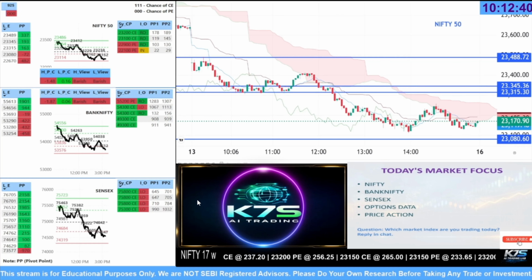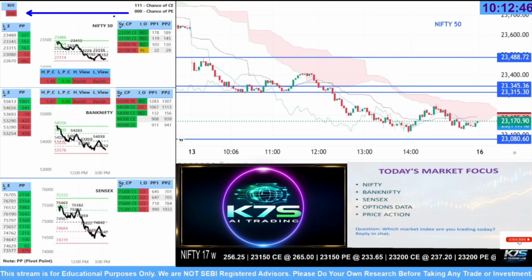How to use our insights. First, look at the market direction indicator. This helps us understand whether the market is showing a bullish or bearish indication for the session.